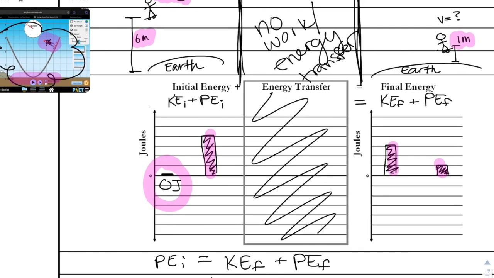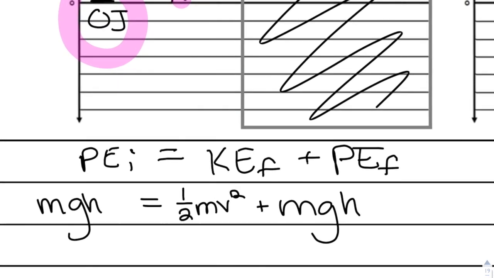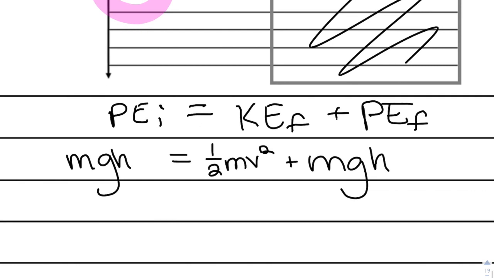And so because there is no work, there is no energy coming in or out of the bubble, it is staying intact, I can write out this statement, okay? And now I can go ahead and I could actually solve for what I don't know. And so I know the heights, I know gravity, I don't know this velocity, and I'm curious, how fast is he going at the end when he's only 1 meter above the earth, okay?